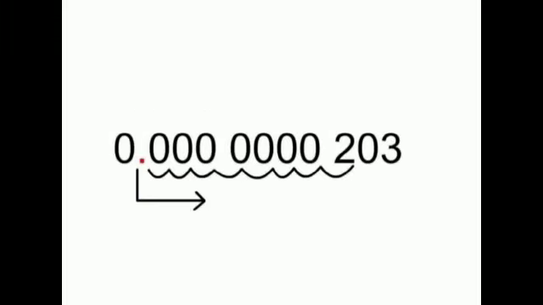Now students, let's see one more example, that is 0.000000203. Here move the decimal point 8 places to the right to get a single digit on the left side. In this example, 2 is the only digit which is left of the decimal and is between 1 to 10. So students, we have moved the decimal point 8 places to the right.